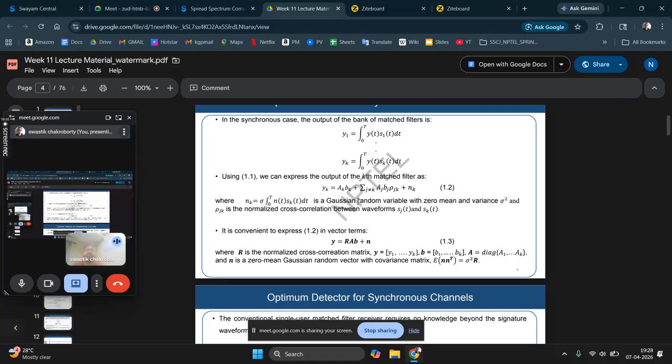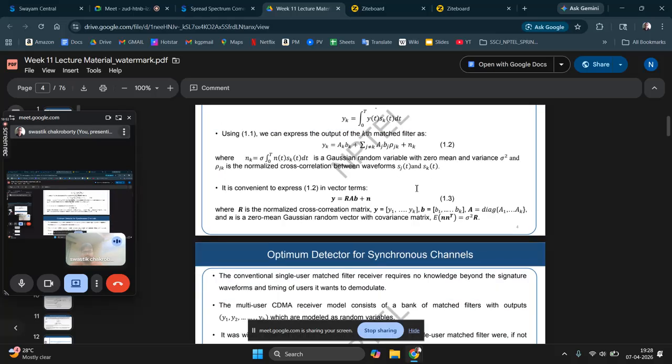So j is all other users except for user k. So the summation over j not equal to k of aj bj, the data for the other users, times rho jk, which is the cross correlation between the j and the k user, plus nk, which is the Gaussian noise. If you can exclude this error term, then you will see that this matched filter is giving the exact output that is needed except for the error term.